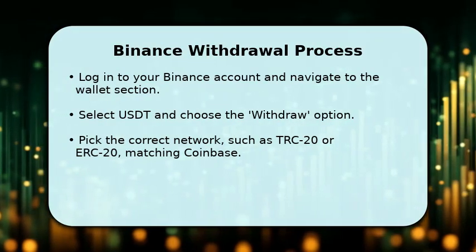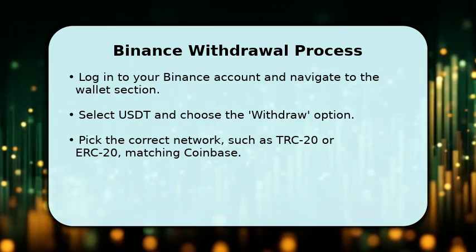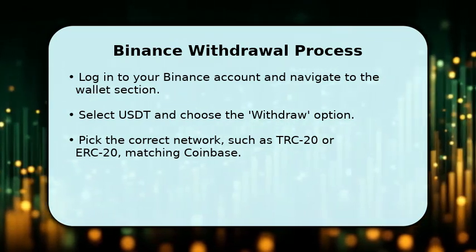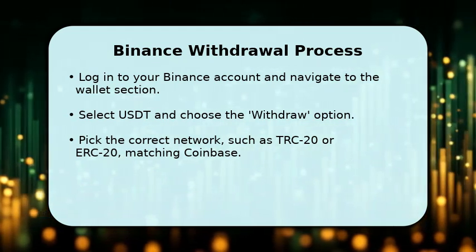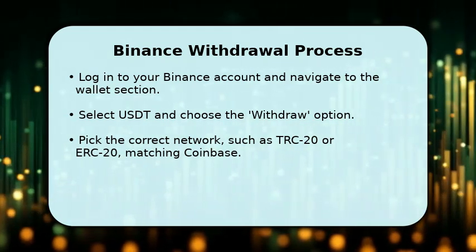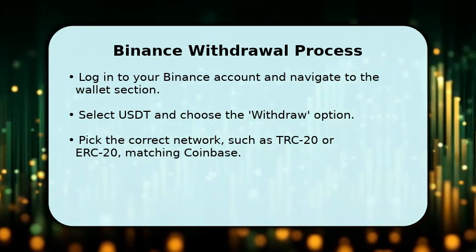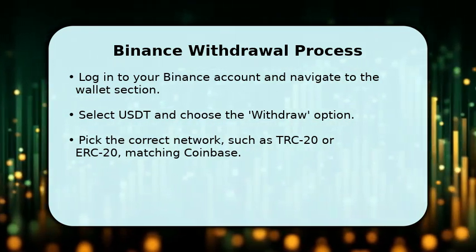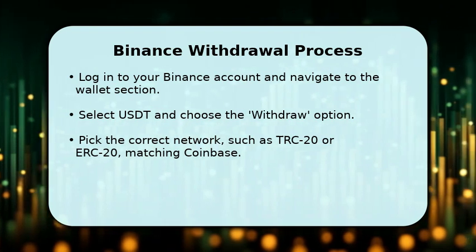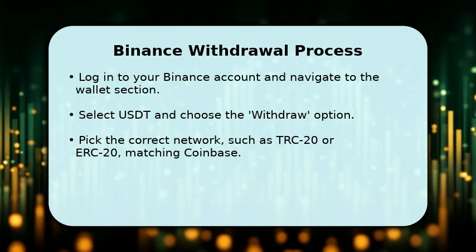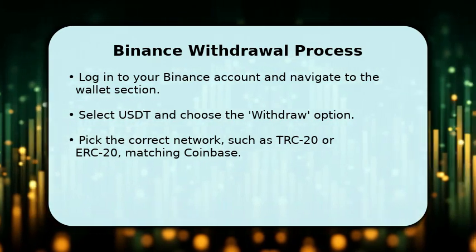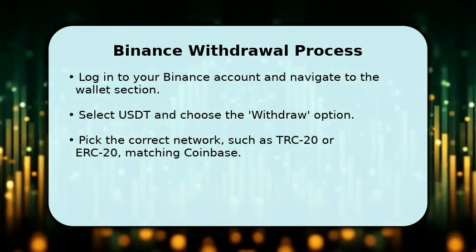First, log into your Binance account and navigate to your spot wallet. Locate USD and select the withdraw option. Here, you must choose the correct network, such as TRC20 or ERC20, which is critical for a successful transfer. Binance typically charges a small fee, often less than $1, for withdrawals. Always double-check the selected network to ensure it matches your Coinbase receiving address.